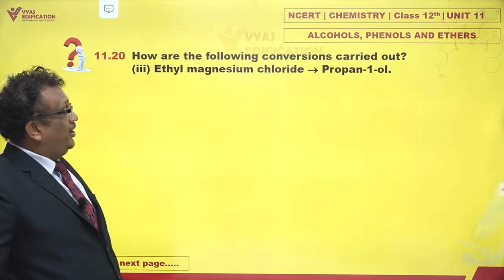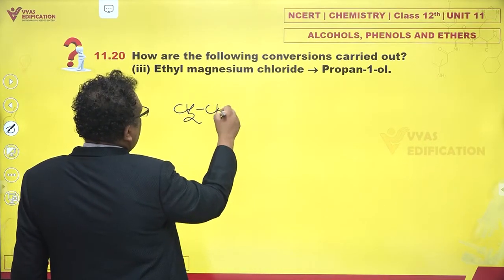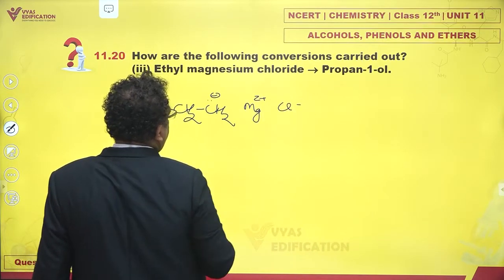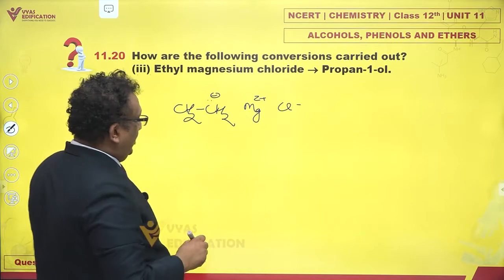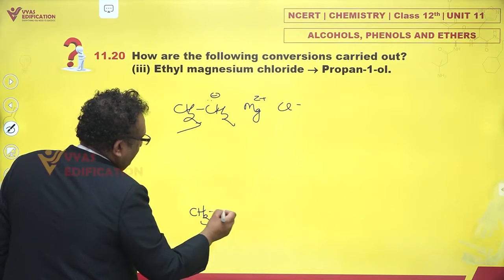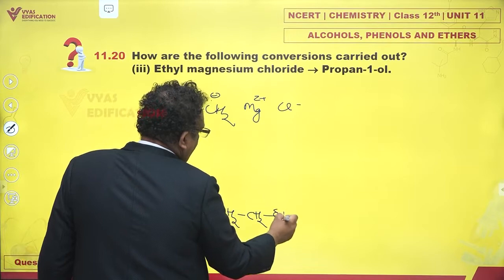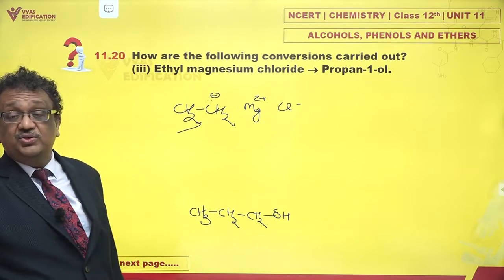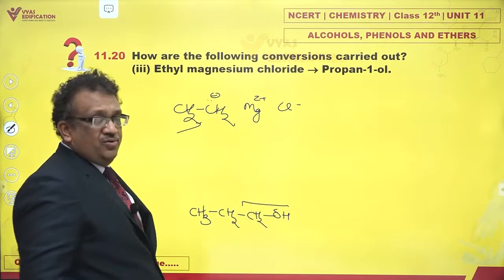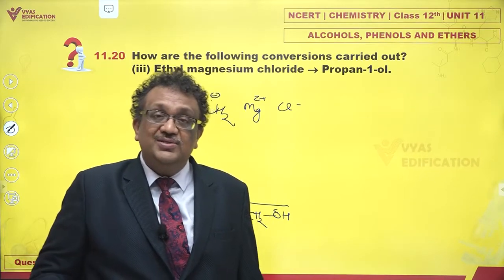Ethyl magnesium chloride to propane 1-ol. Oh my God, now there is some interest. CH3CH2MgCl, this is ethyl magnesium chloride, and you wish to convert this to CH3CH2CH2OH. What extra have you added? Well, you have added one carbon and one oxygen. Hydrogens are of course there. How do we do that? We increase the number of carbons and hydrogens.